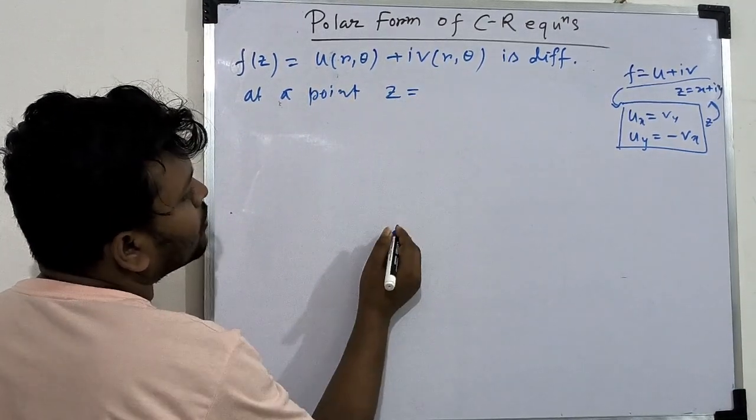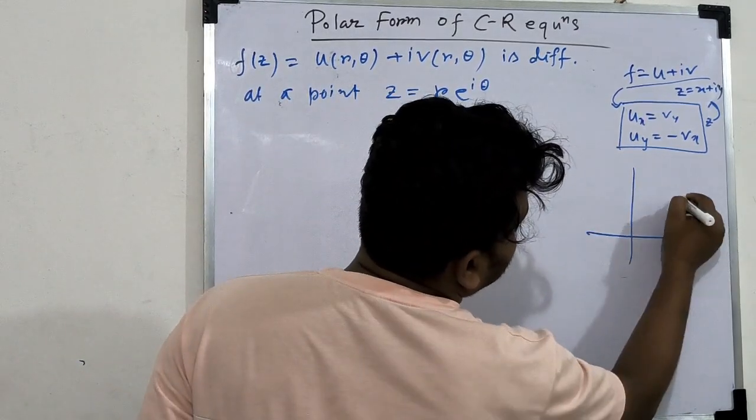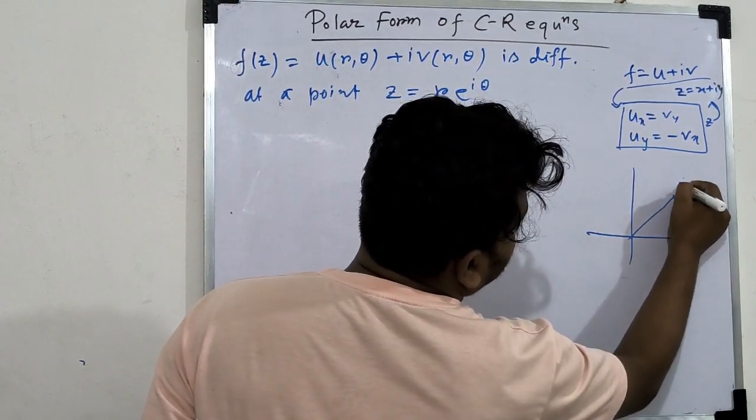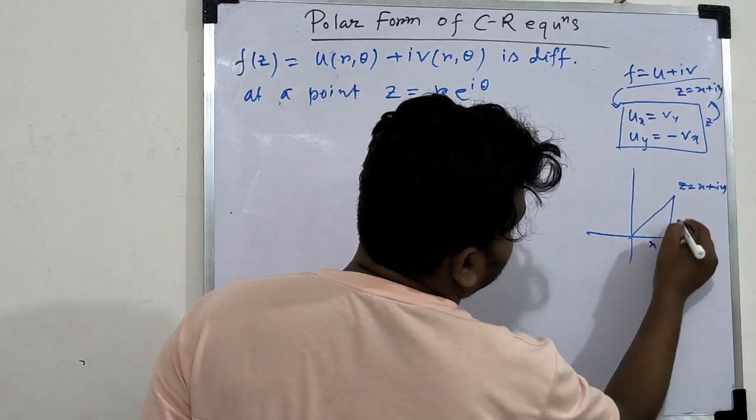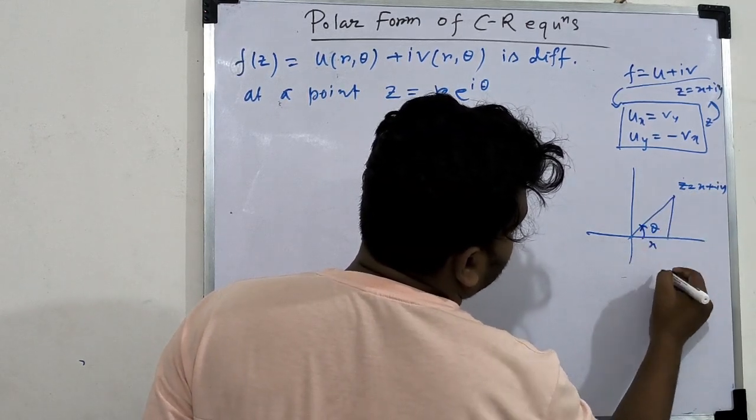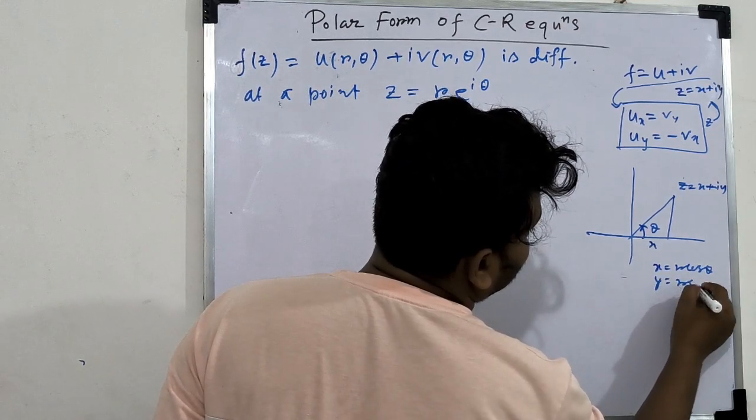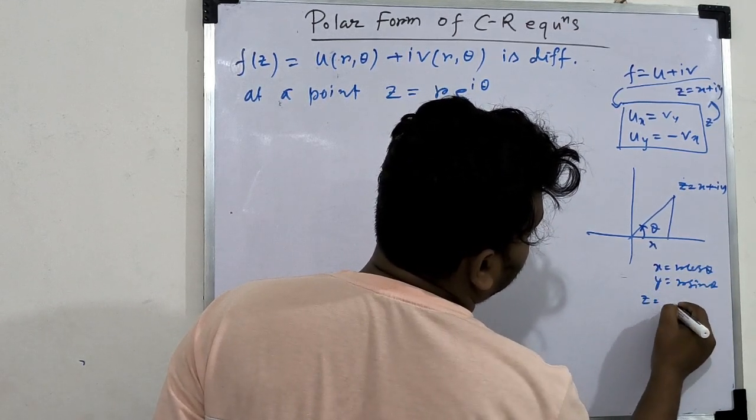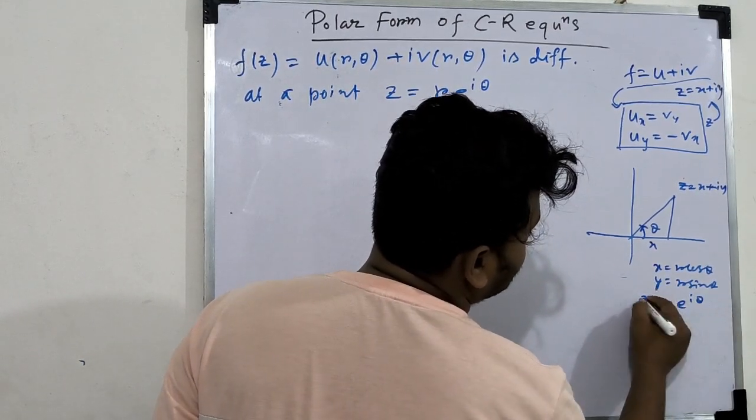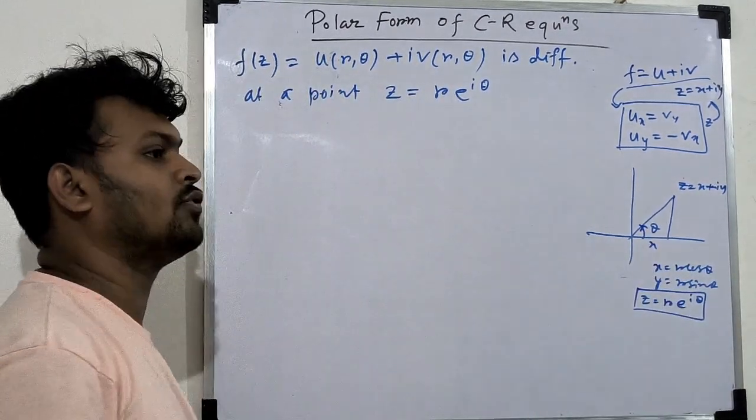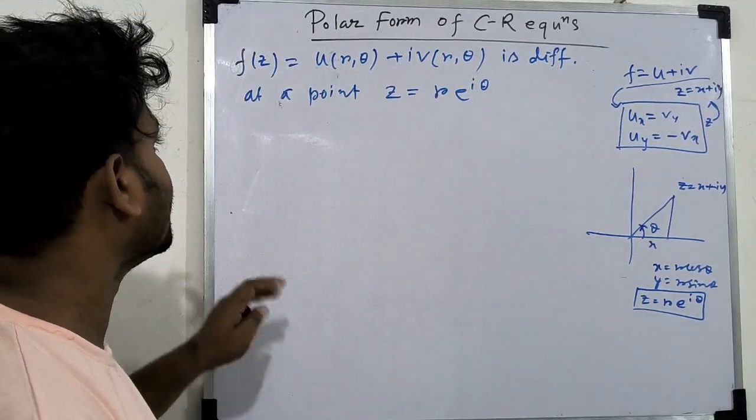So the polar form of z will be r e^{iθ}. If this is z, that is x + iy, so this will be x, this will be y, and this will be θ. So x = r cos θ, y = r sin θ. From this we get z = r(cos θ + i sin θ), that is r e^{iθ}. So this is the connection between polar and Cartesian coordinates of the complex plane.